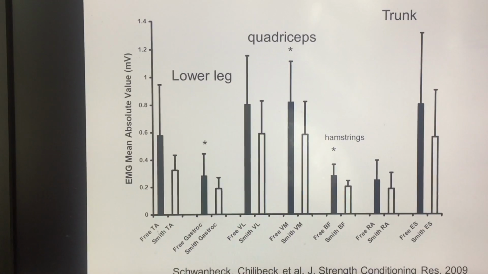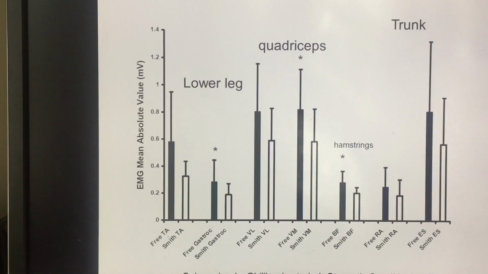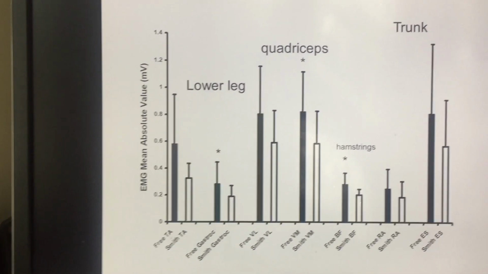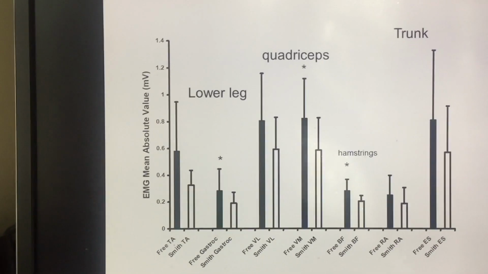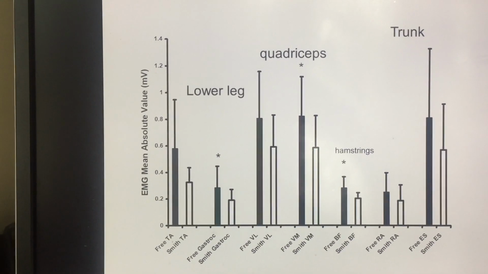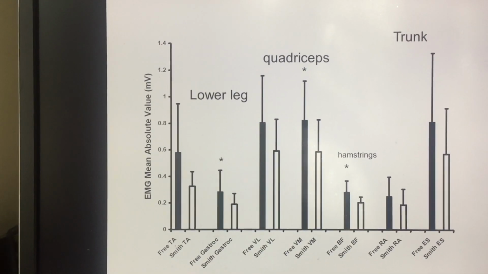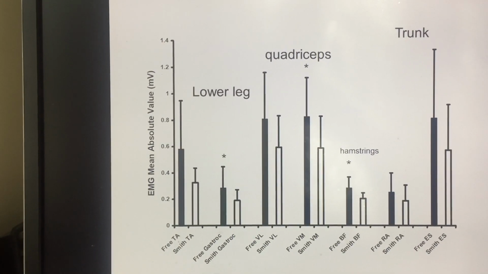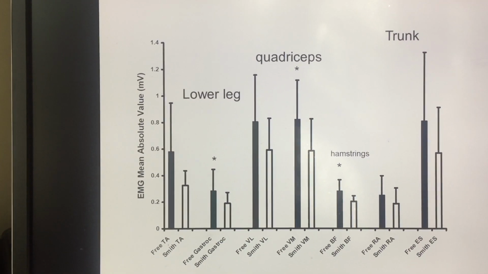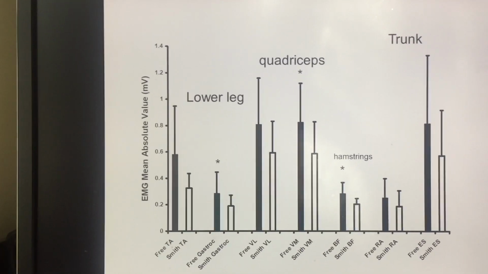The black bars in this graph represent free weight muscle activation, and the white bars represent the Smith machine muscle activation. So one thing you'll note here is that the free weight resulted in a substantially greater amount of muscle activation compared to the Smith machine, probably just because you're doing it in an unstable type of environment. And both the trunk and the legs are acting as stabilizers.